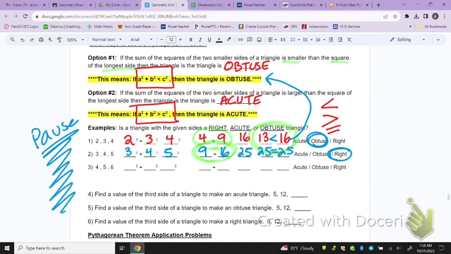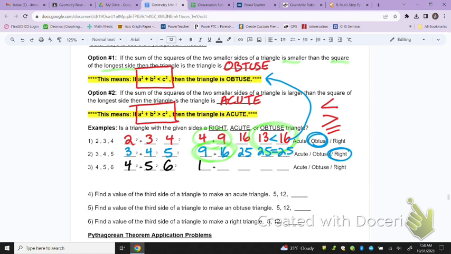Please pause the video and try that last example with your group. This last example, this should have been 4 squared plus 5 squared. We're not sure how it relates to 6 squared. And when I add my two shorter sides, those areas, we get 41 is greater than 36, which means we're going to get an acute triangle.